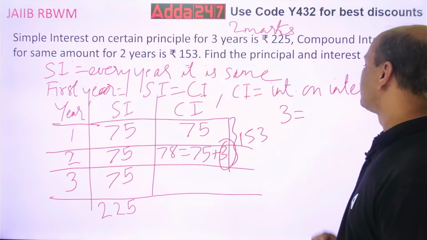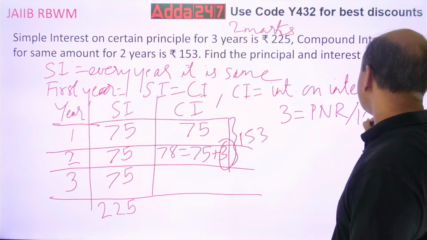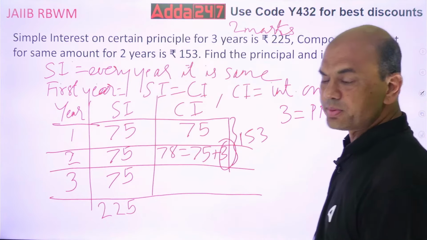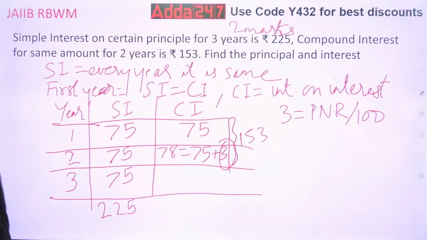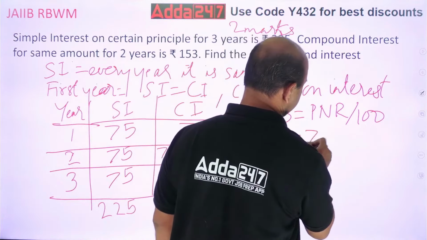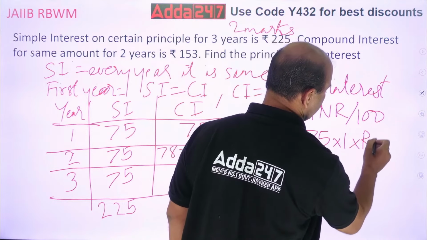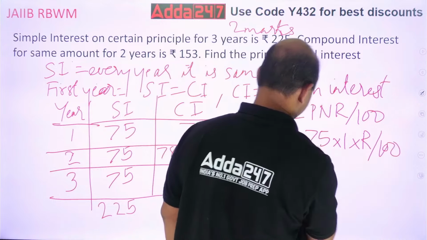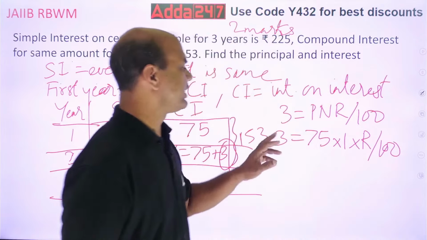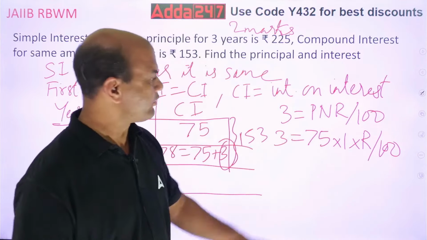See, which is the formula you will be using? PNR upon 100. What is P over here? I have invested 75 rupees. So my P will be 75, N is 1 year, R is R divided by 100. So 3 equals 75 into 1 into R upon 100. Got it? So now find R.